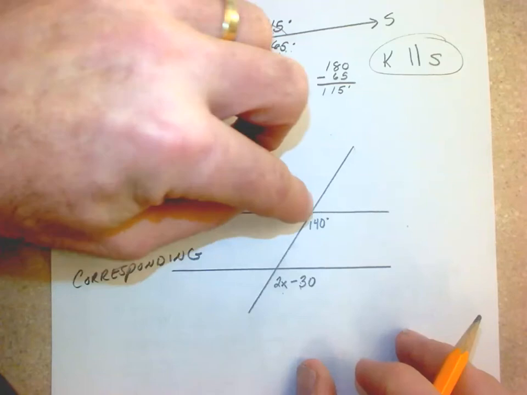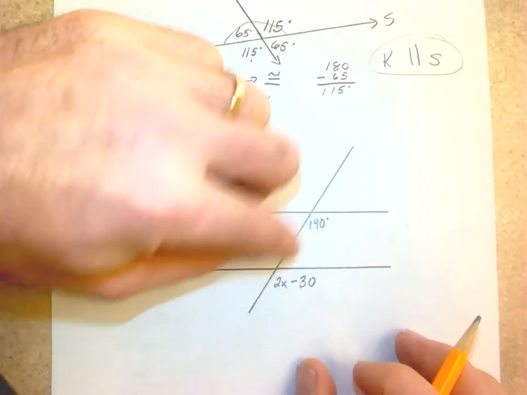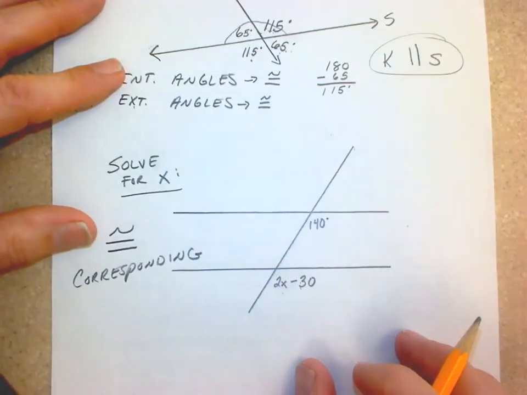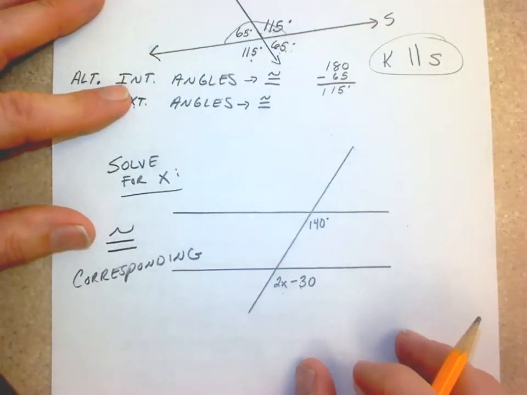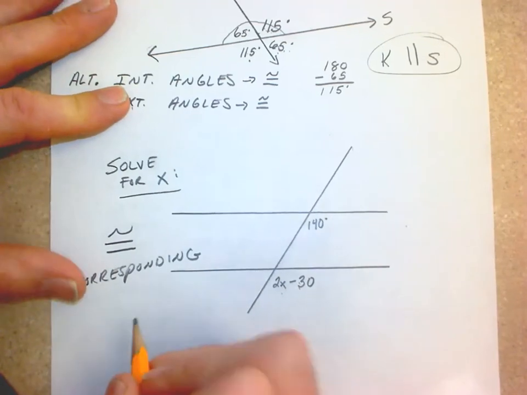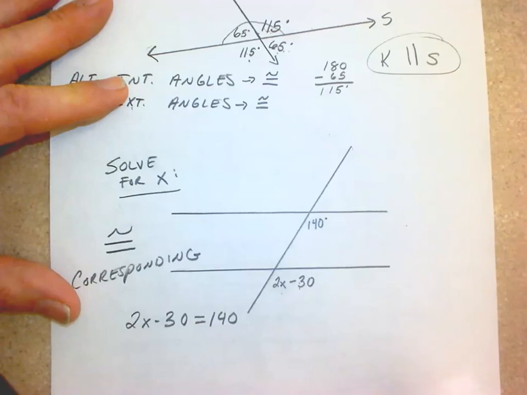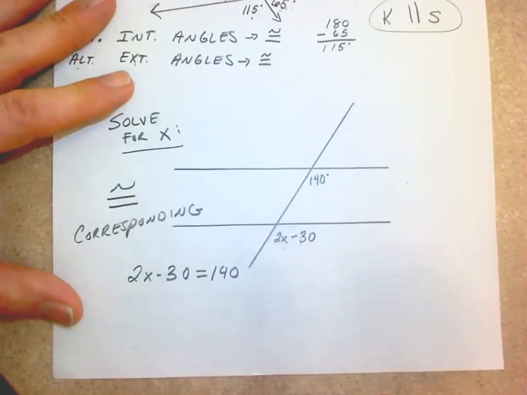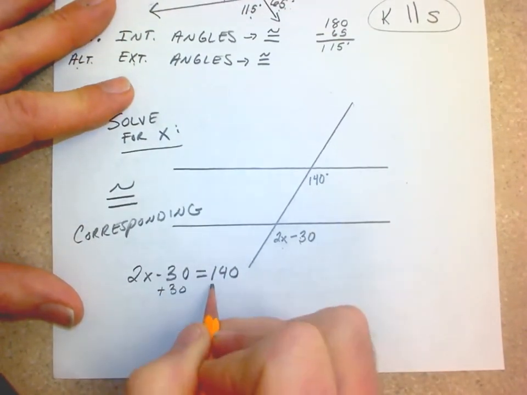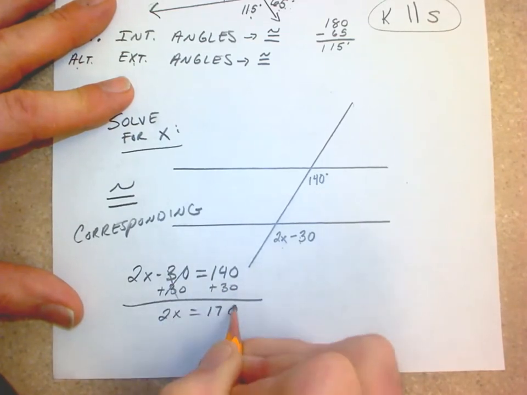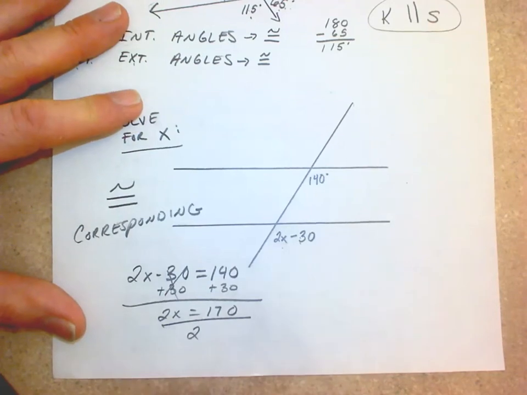If I take this point and move it down here, this 140 would match up with the 2x minus 30. So that means they are congruent, which basically means I can set them equal to each other. And now it's just a matter of following up with all the algebra. Divide both sides by 2, x equals 85.